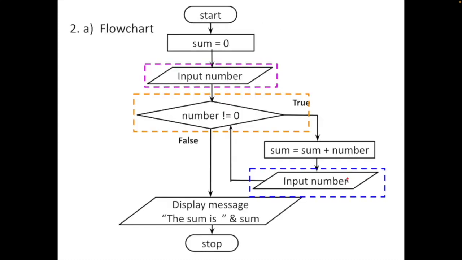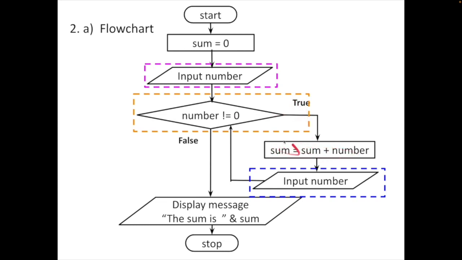Dan flowchart dia macam mana? So ada start, ada initialization dia adalah sum equals to 0. And then after we initialize the variable sum, barulah kita akan input number. Kita input dulu satu kan. Lepas tu lepas dah input tu kita check number tu. Kalaulah dia tu bukannya kosong, okay, which is true, maka dia akan keep on tambah lah.